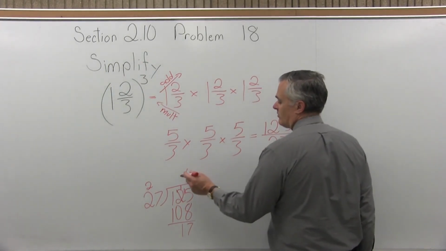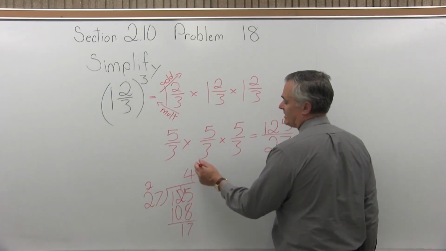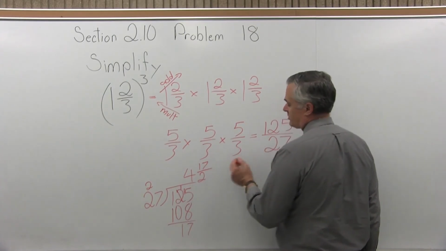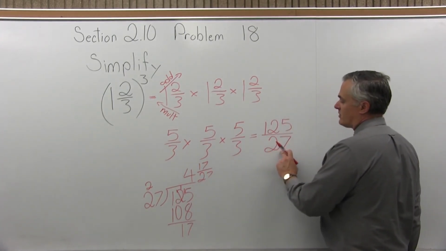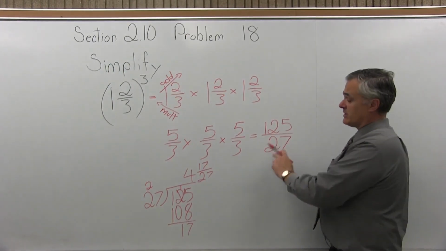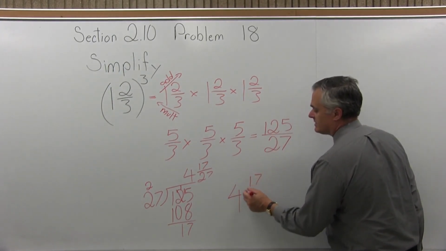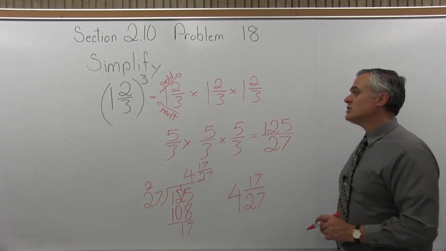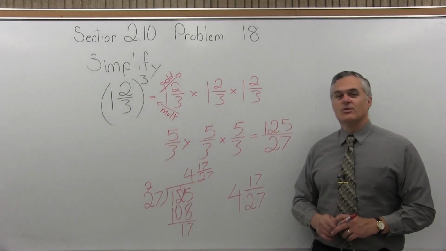So the number on the top is my whole number in my mixed fraction. The remainder is the numerator, and the denominator stays the same. It was 27, it stays 27. So in its improper fraction form, the answer would be 125 over 27. As a mixed number, the same value can be written as 4 and 17/27. So 1 2/3 to the third power equals 4 and 17/27.